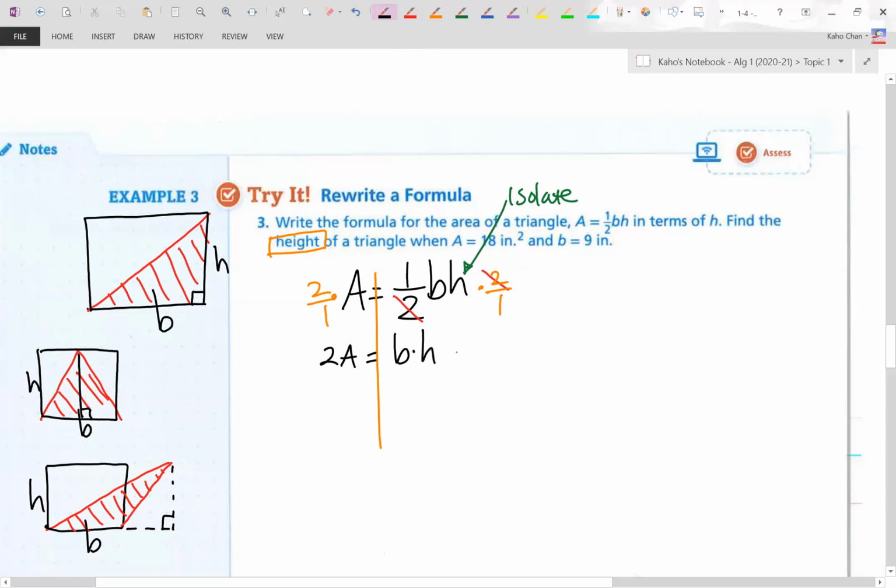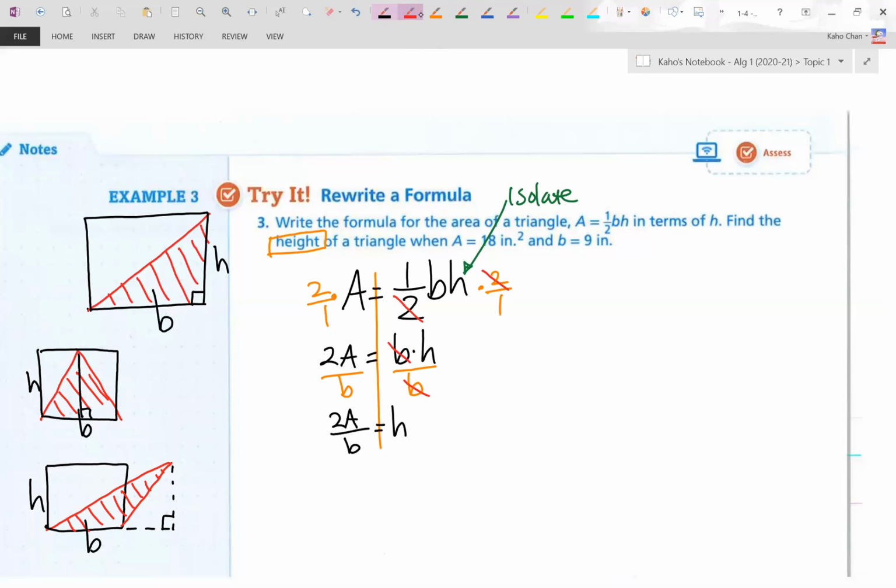And then finally, b times h. I need to move the b over to the left-hand side. I'm going to divide by b on both sides. The b's go away. h equals 2a over b. This is the literal equation. Now I'm going to answer the second question after I rearrange the furniture here.